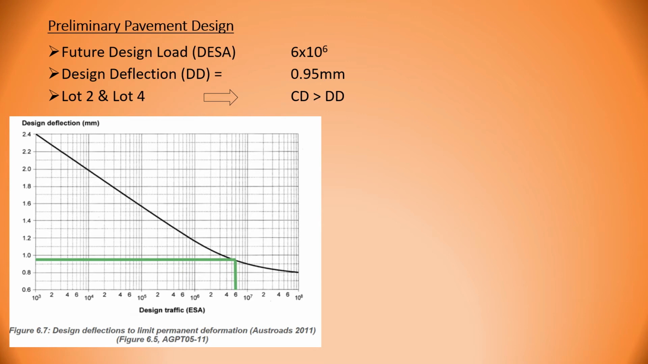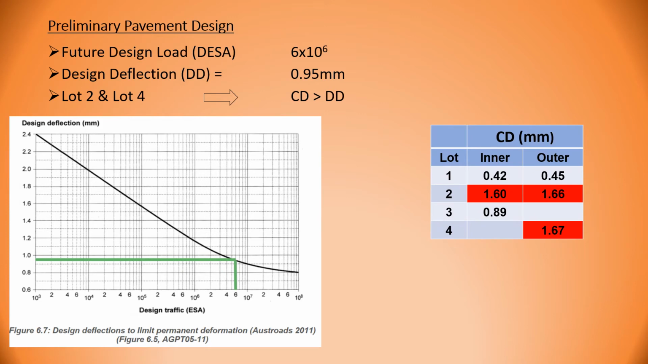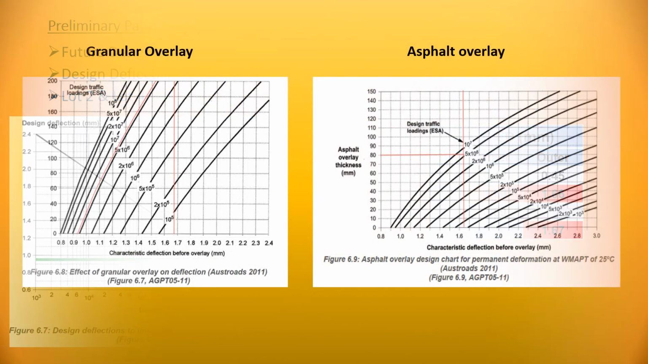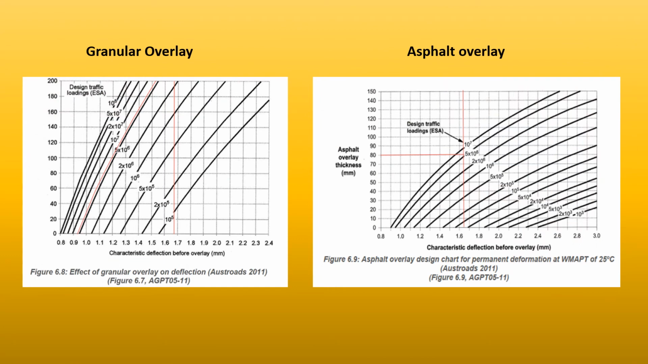The design deflection for our traffic load is 0.95 millimeters. As you can see, on lot 2 and lot 4, CD is greater than our design deflection, which means we need to design an overlay. Austroads has a graph from which we can find the thickness of the granular overlay. So we check according to the characteristic deflection before overlay, which in our case is 1.66. But you can see the granular overlay doesn't really work, so we need to check the asphalt.